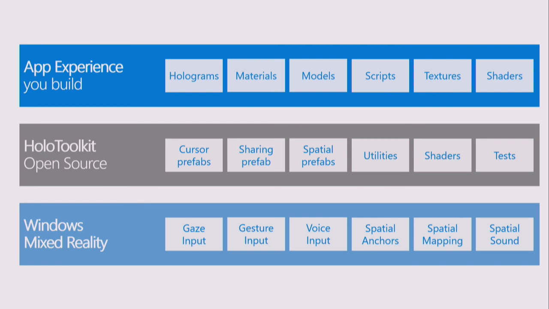So here's what you'll bring to the table as you build an app: the holograms, the assets, right? Models, scripts, textures, shaders. We make an open source Holo toolkit available to help out with this, and so these are assets that we bring to the table that you can leverage. That is available on our repo on GitHub. And then our Windows Mixed Reality platform brings the input modalities and spatial anchors, spatial mapping, and spatial sound to the table.